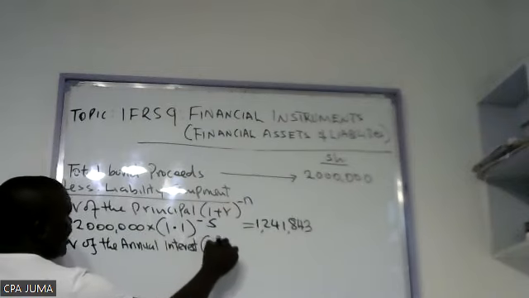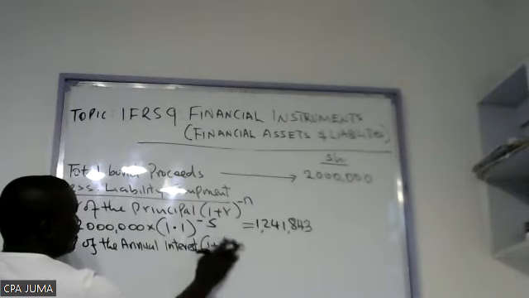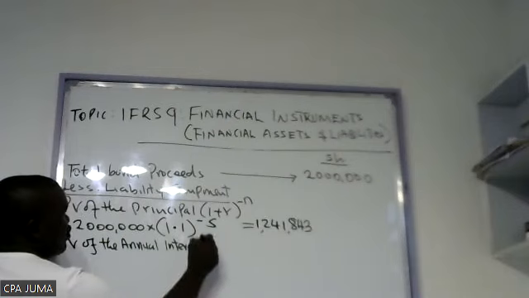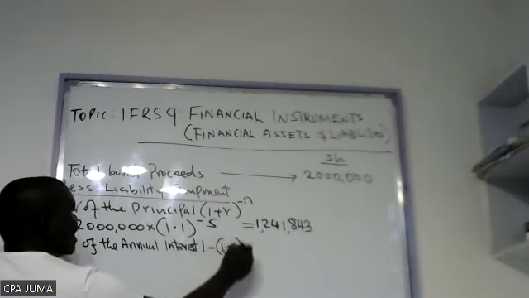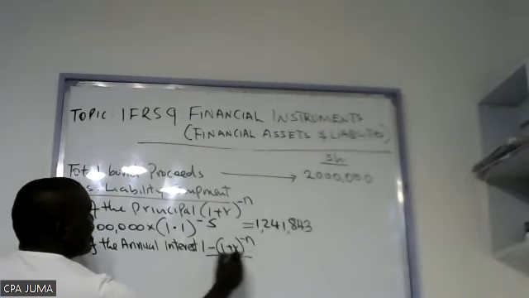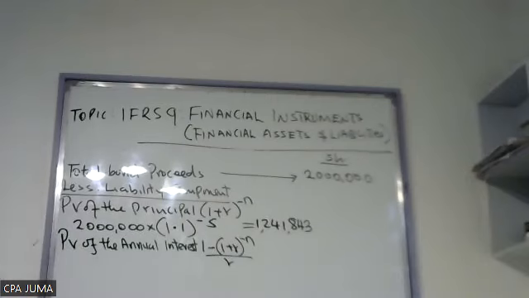Interest, remember 1 plus R. Sorry, it can't be like that. It is 1 minus (1 plus R) raised to power negative n, divided by R. Like that.